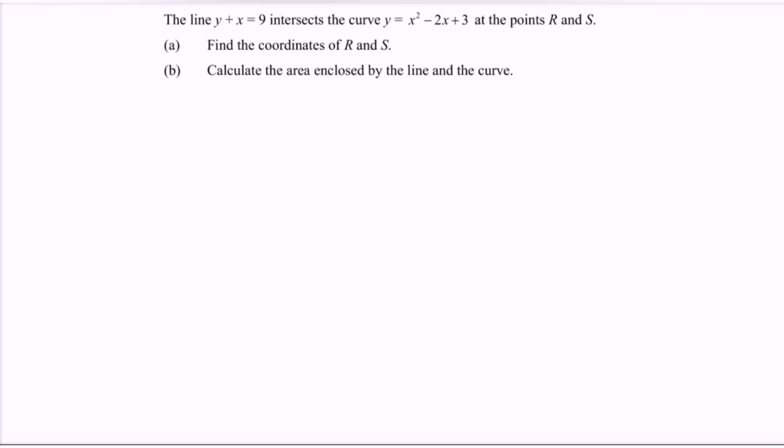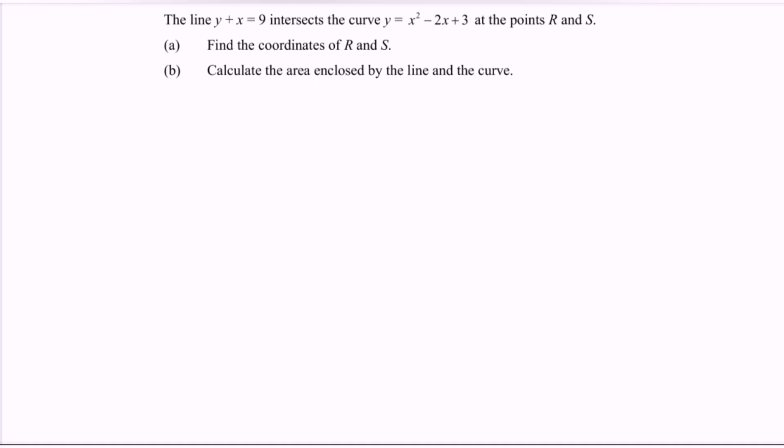Hello everyone, in this video I'm going to discuss the example for integration. So kindly refers to the question, the line y plus x is equals to 9 intersect the curve where we have y is equals to x squared minus 2x plus 3 at the point r and s. So A, find the coordinate r and s, followed by find the area enclosed by the line and the curve.